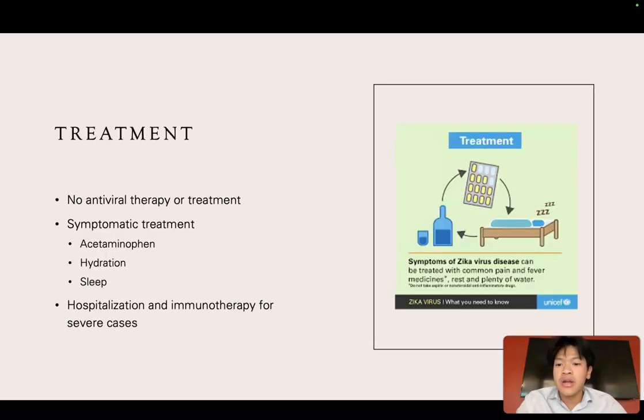And then treatment here. The Zika virus doesn't actually have a current antiviral therapy or treatment, as it is still under development and research. But there are symptomatic treatments that temporarily help with the symptoms, which are acetaminophen, hydration, and sleep. Sleep and resting are very vital for recovery from Zika, as they prevent fatigue or any body aches.